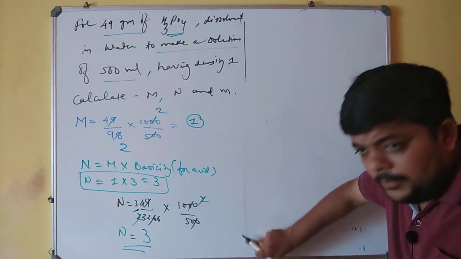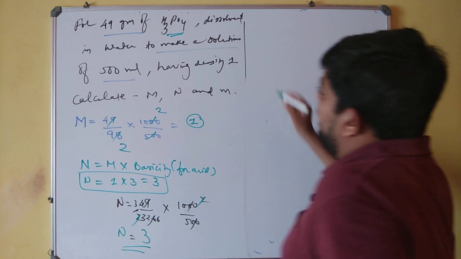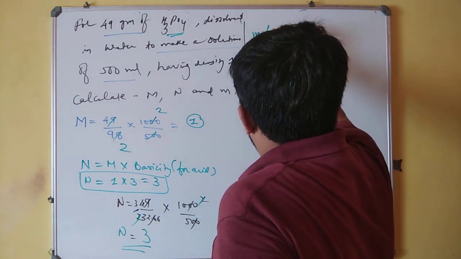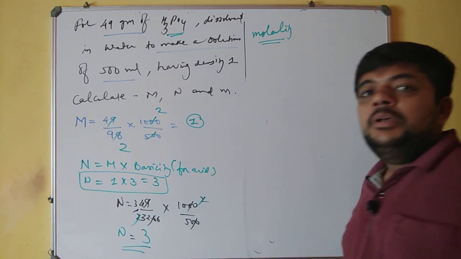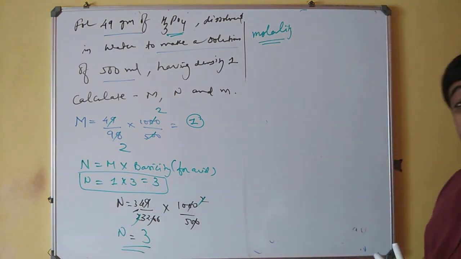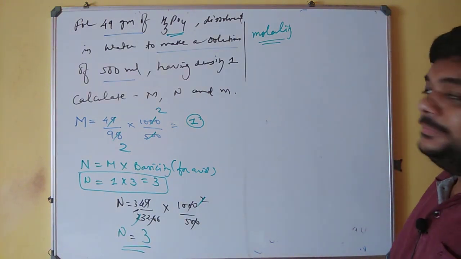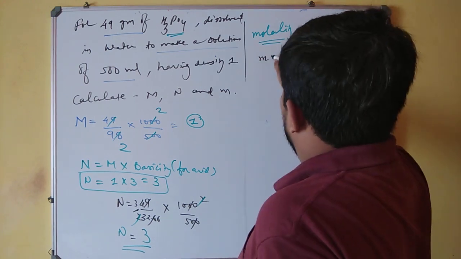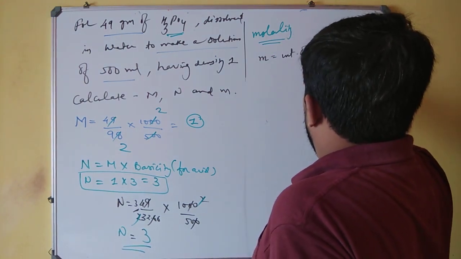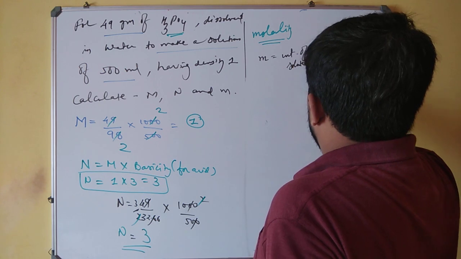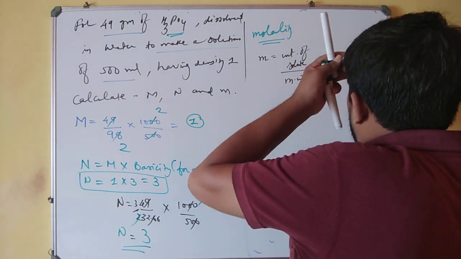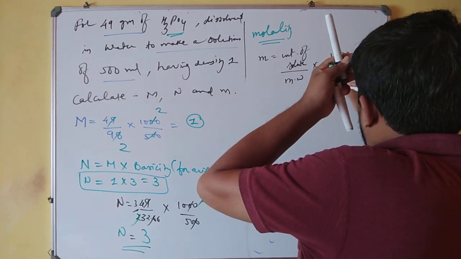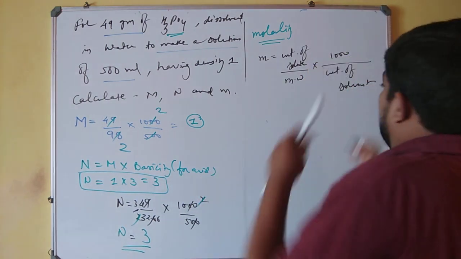Let us go a step ahead and think of molality. See, whenever I am just trying to describe molality, the formula is molality is equal to weight of solute divided by molecular weight into 1000 upon weight of solvent.